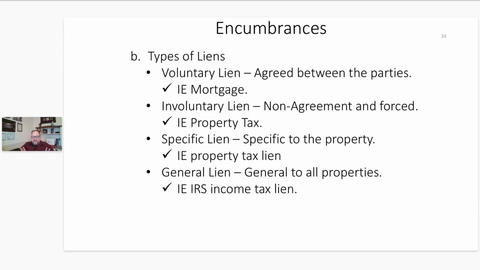So you've got to kind of talk this out when you read the scenario. You've got to talk it out. Am I allowing it to happen, or is the law doing it? And is it specific to one property, or can it go on to all my properties? Okay.